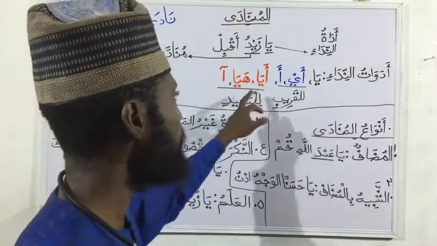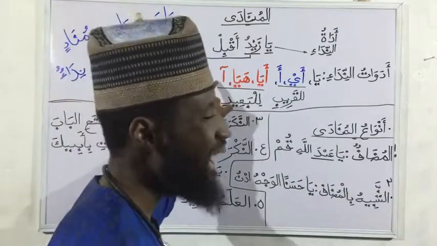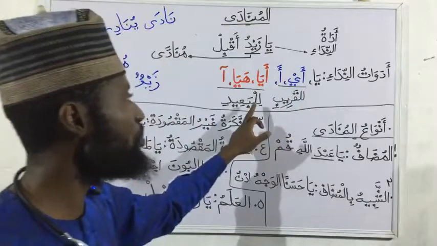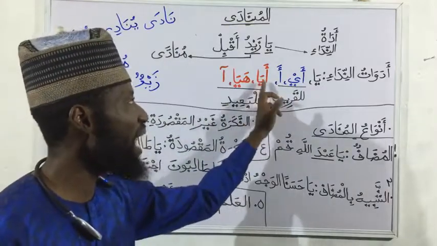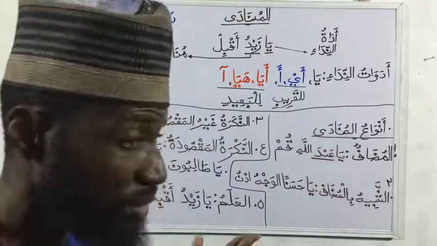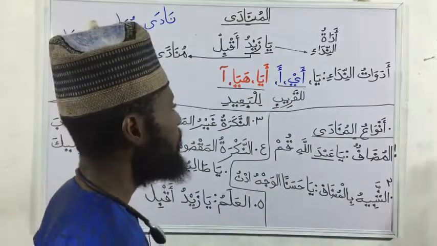So we use aya, we use haya, and we also use ayy. That's why you see we wrote lil qarib for ay and a, and we wrote lil ba'id for aya, haya, and ayy. Do you get it now? So quickly, let's do this. This is just an introduction.